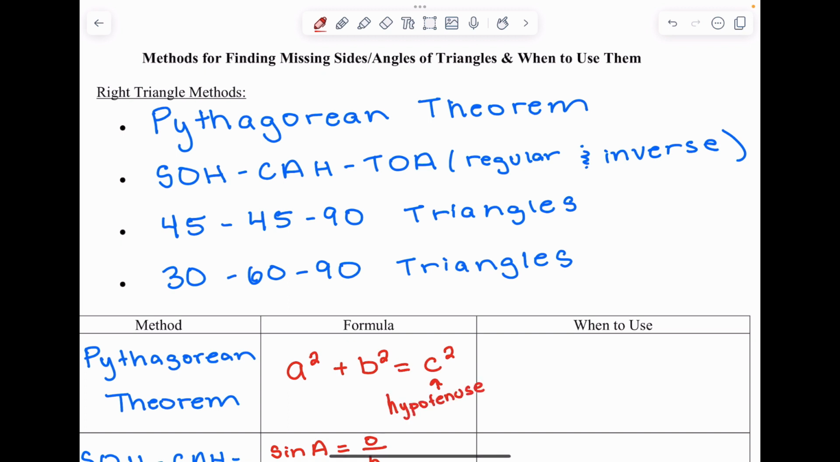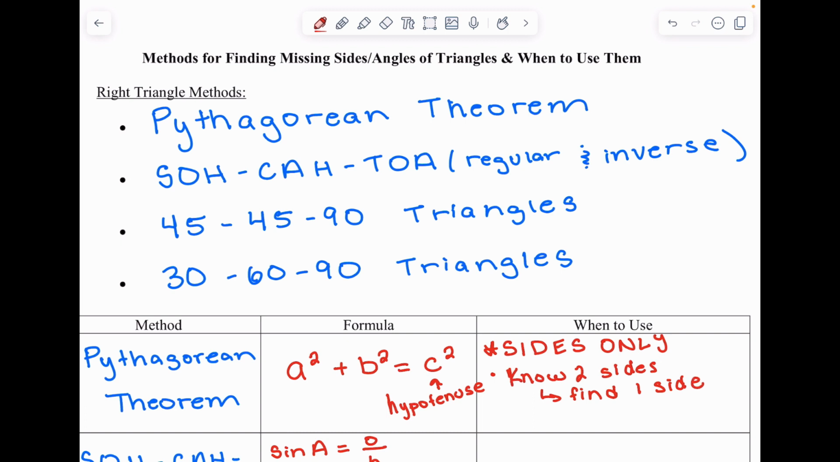And notice how I always use lowercase letters for sides. In the Pythagorean theorem, we only talk about sides. So if you're ever asked to find an angle, you would never use Pythagorean theorem. It's a sides-only method. And notice how there's 3 slots, a, b, and c. In order to find a missing side, you have to have 2 out of the 3 slots filled. So we would use Pythagorean theorem if we know 2 sides, and we need to find the other side.